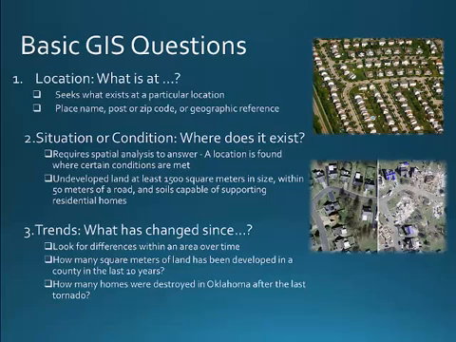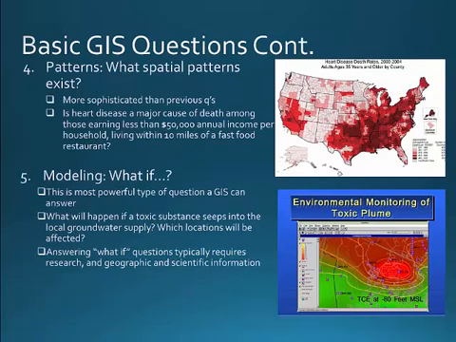There are 5 generic questions that a sophisticated GIS can answer through its ability to carry out spatial operations, and linking data sets together with location as the common key. Simple questions like these can be answered effectively with GIS. Location: what is at where? Situation or condition: where does it exist? And trends: what has changed since? Patterns: what spatial patterns exist? And modeling: what if?